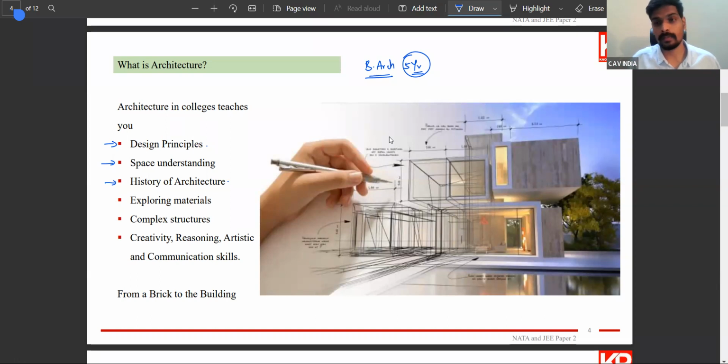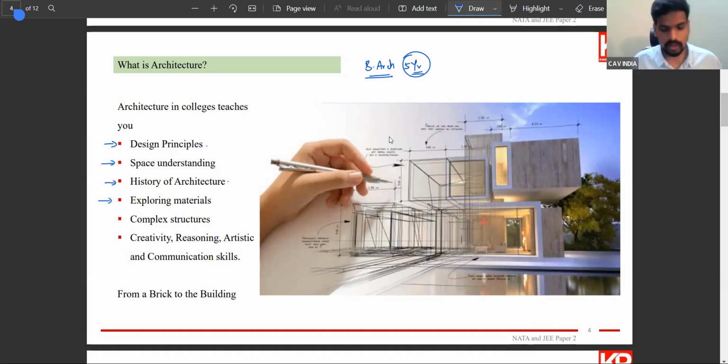You study about the material, design principles, and design techniques of various eras, ranging from Mesopotamian and Egyptian times till the Renaissance. Michelangelo, I hope everyone knows, was a famous artist of the Renaissance time. So that is also covered under the history of architecture. So that's the content which you cover under this.